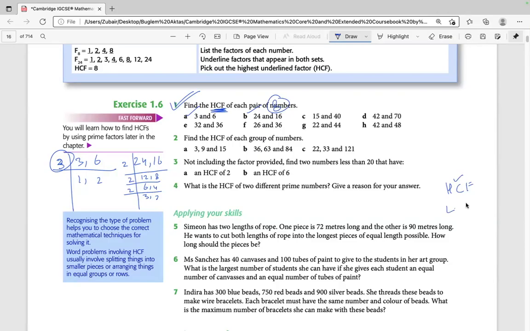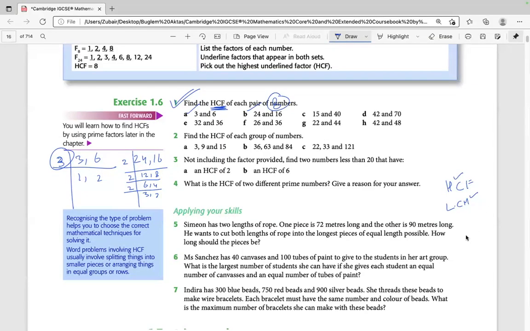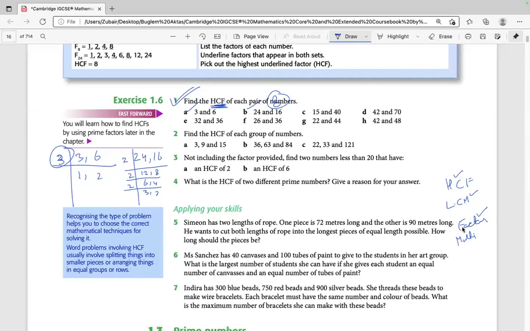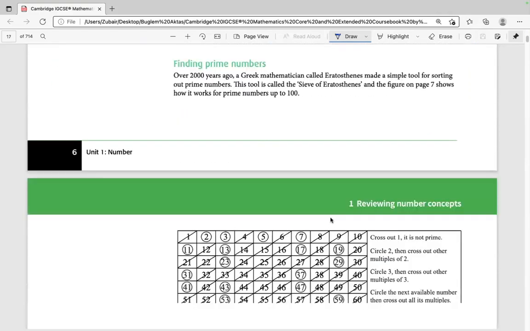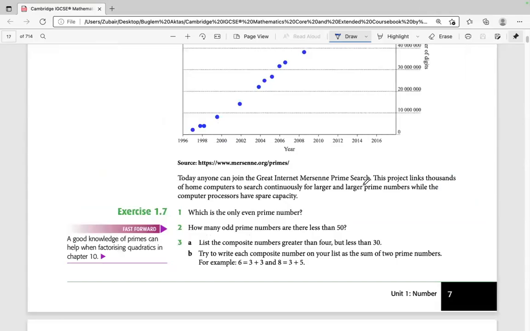We are clear on LCM. We are clear on what factors are, and we are clear on multiples. Before that, we discussed odd numbers, even numbers, prime numbers. So we don't have any issue in these 6 subtopics. Okay, moving on.